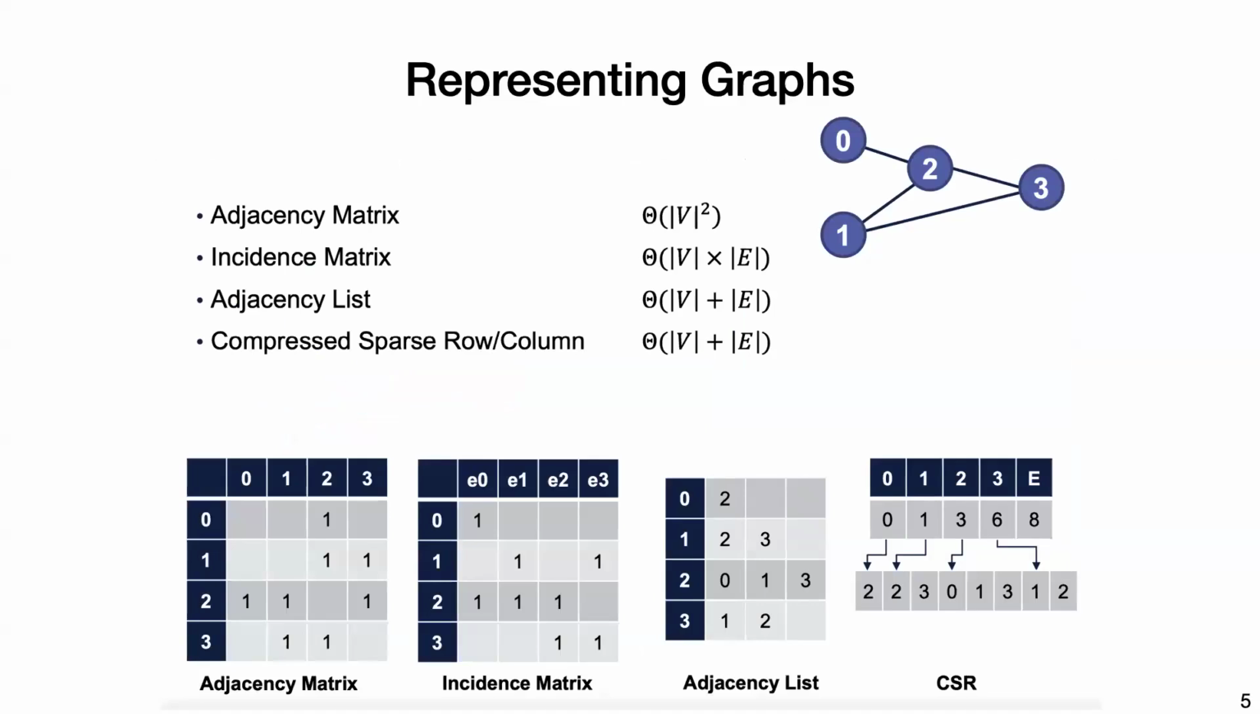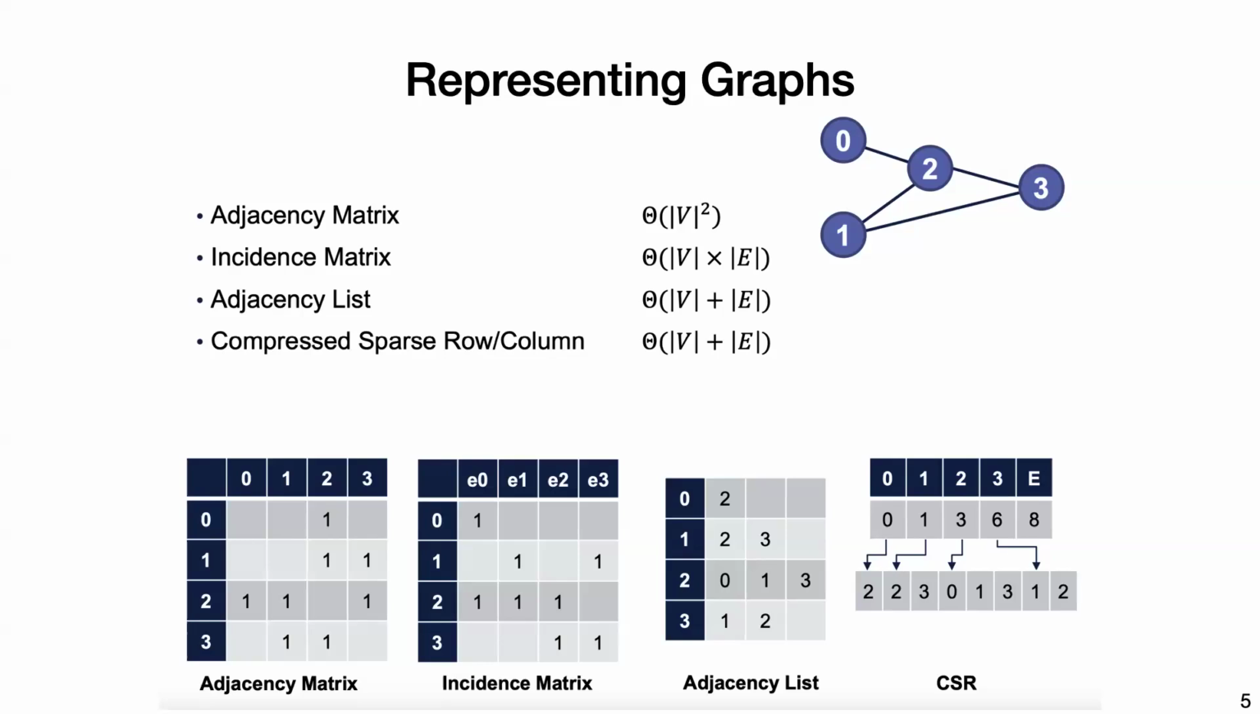There are as many graph representations as matrix representations, and possibly more because there are hypergraphs. The adjacency matrix has space cardinality of V squared.